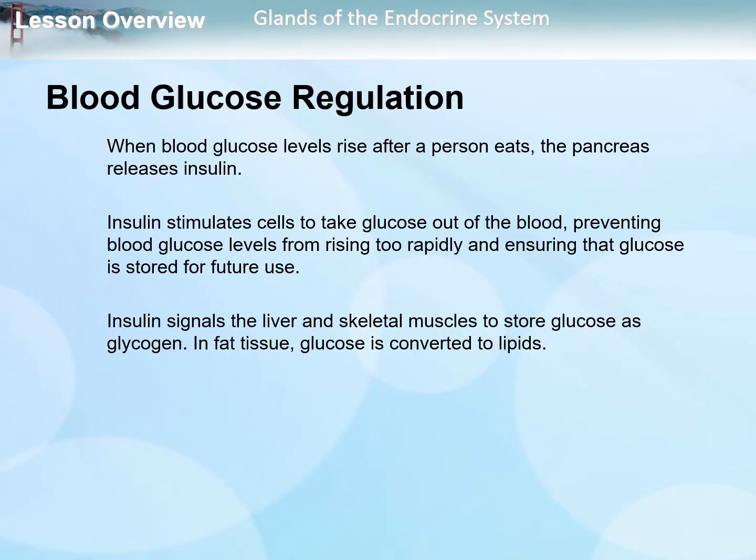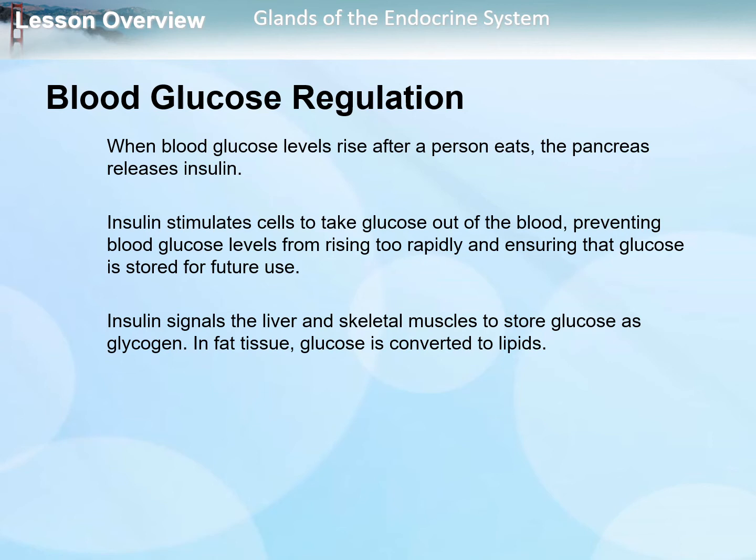How is blood glucose regulated? When blood glucose levels rise after a person eats, the pancreas releases insulin. Then the insulin stimulates the cells to take glucose out of the blood, preventing blood glucose levels from rising too rapidly and ensuring that glucose is stored for future use.